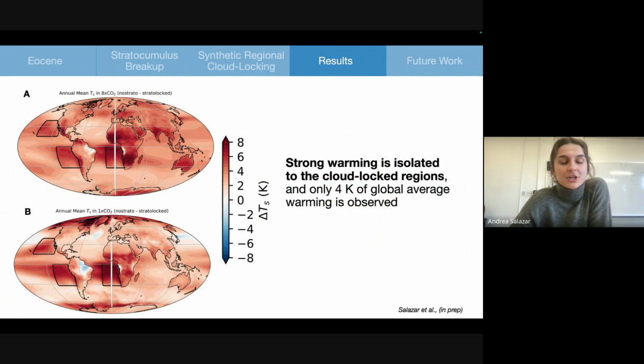And then here I'm just showing you a 2-dimensional map of the surface temperature distribution. So I've put contours around the regions where I'm performing cloud locking. And again, you do see very strong warming that is specifically in these cloud lock regions and very close to it, but the global average warming that you see is only up to about 4 degrees Kelvin.